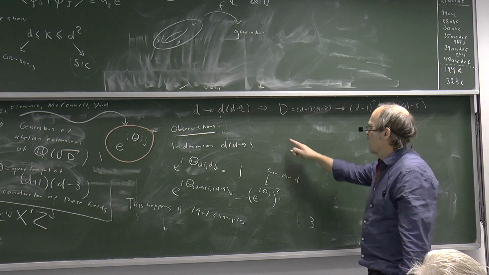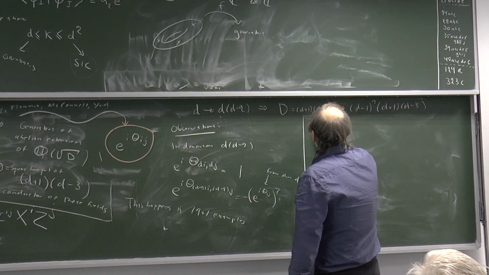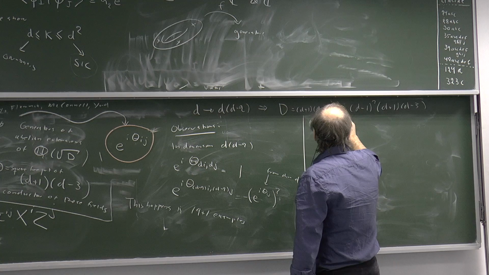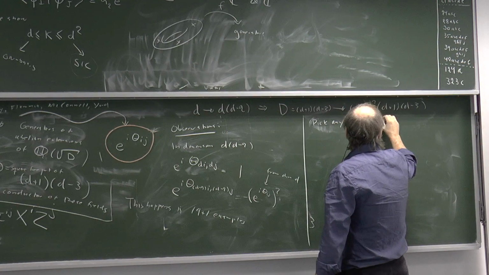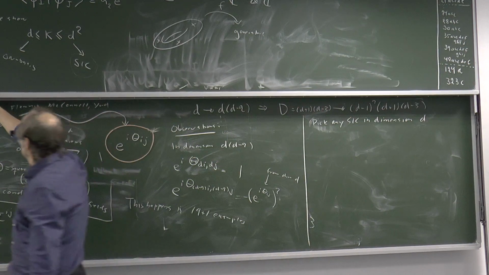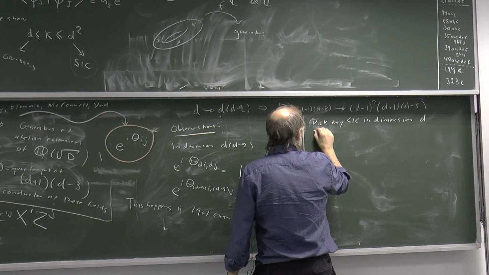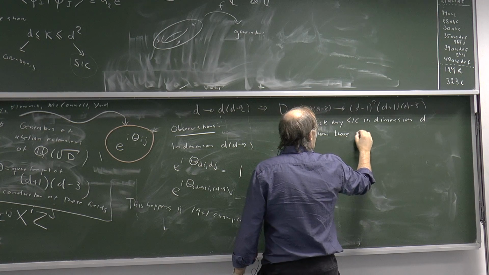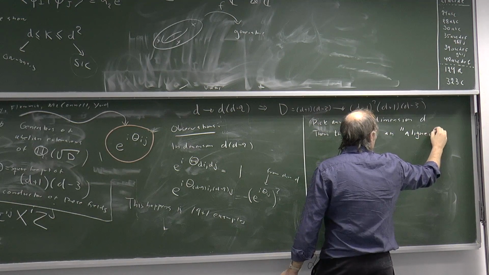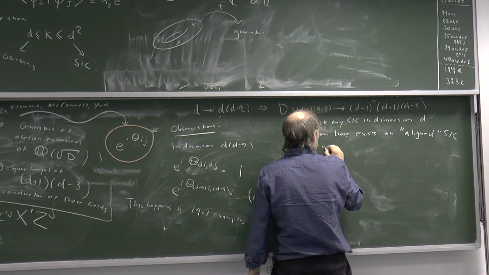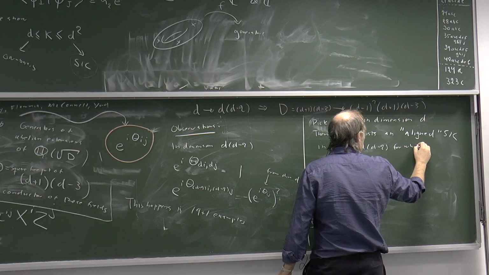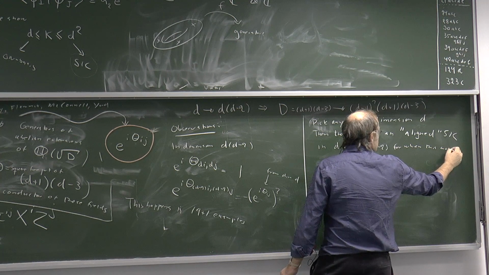Moreover, it seems to be the case that, pick any SIC. The precise statement that we want to make is: pick any SIC in dimension D. So this could be 15A, B, C, or D, etc. Then there exists what we call an aligned SIC in dimension D times D minus 2, for which this holds. This is, so to say, the observation.